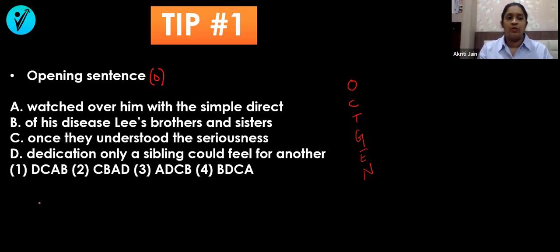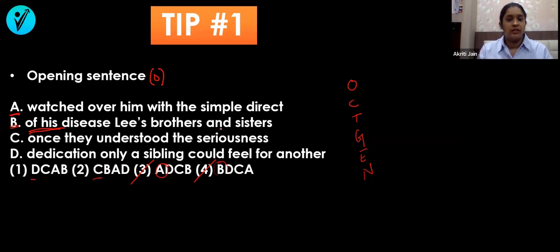For example, let's look at this parajumble. "Watched over him with the simple." This does not look like a complete sentence or a sentence which might begin a paragraph. "Of his disease." So "of" is giving us a very big clue: of his disease, that whose disease and of what. So this might also not be my opening sentence. Now, if I have eliminated the idea of A and B as my opening sentences, I can eliminate options which have A and B in the first place. So I can eliminate option 3 and option 4 from here. Now I'm left with 2 options. One begins with C and one begins with D.